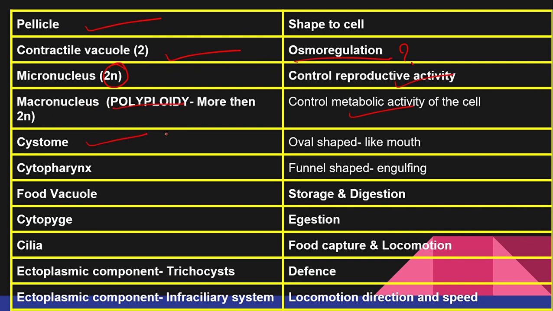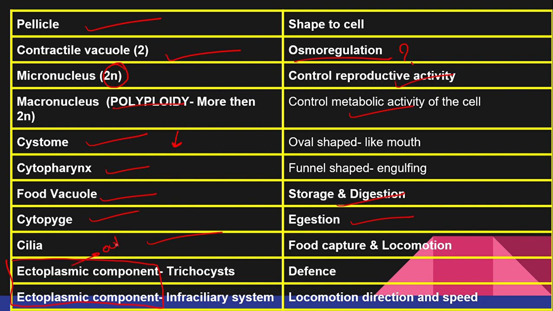Cytostome, you know, a mouth-like structure. It helps in ingestion of the food. Cytopharynx, engulfing of the food. Food vacuole, which helps in storage and digestion. Cytophage, it helps in egestion. Then cilia, you know, ectoplasmic component. What is the meaning of ectoplasmic? We have already studied endoplasmic and ectoplasmic in the infraciliary system. Ectoplasmic means outer cytoplasmic, right?